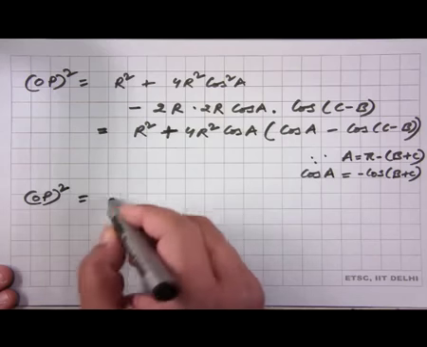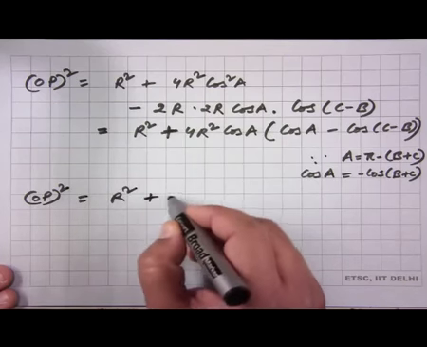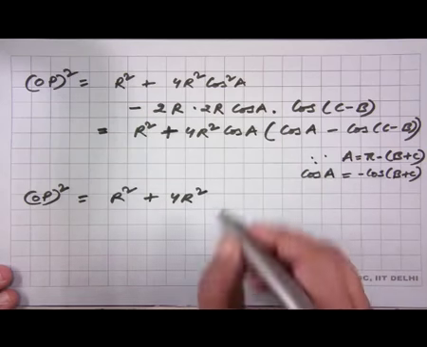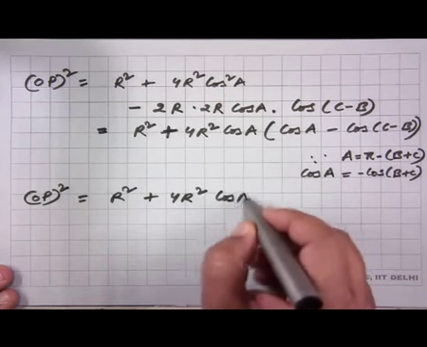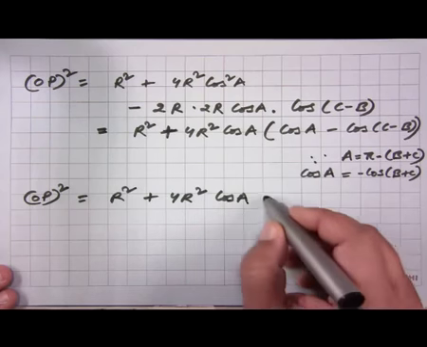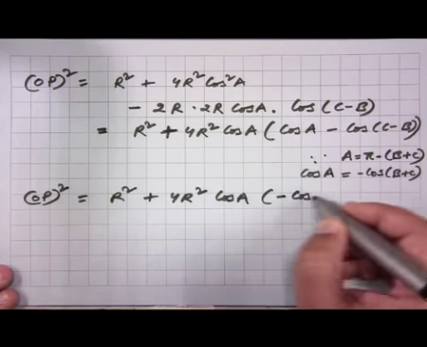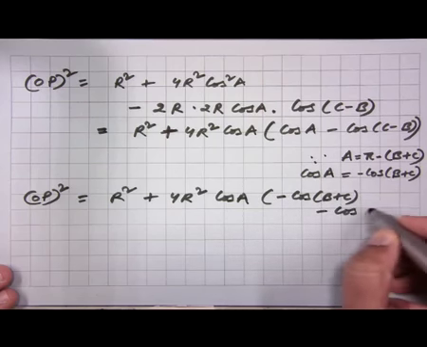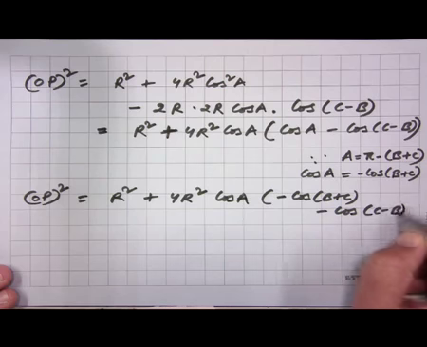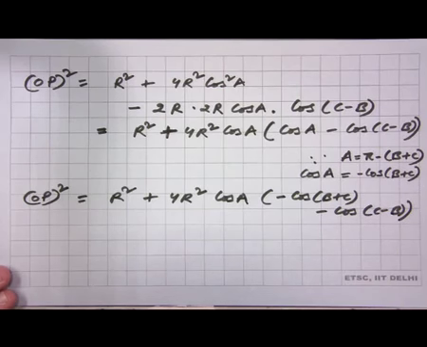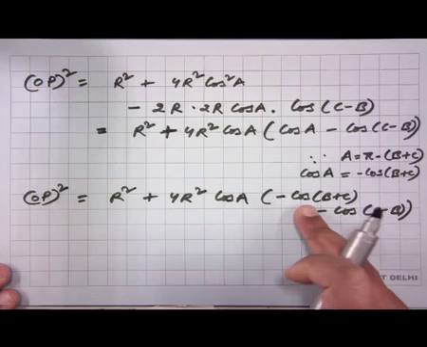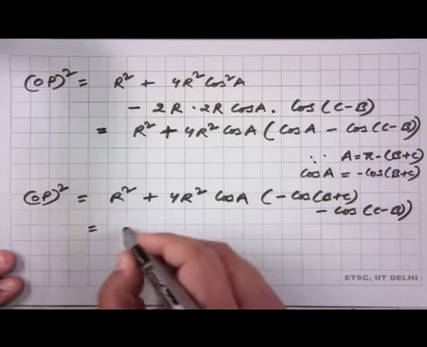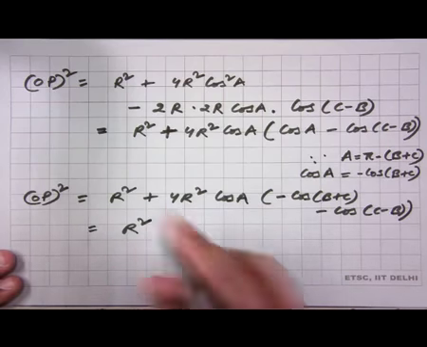we have OP square as R square plus 4R square into cosine of A into minus cosine B plus C minus cosine C minus B. And then we can use the cos x plus cos y type formula. We will get, so we will take this minus outside.